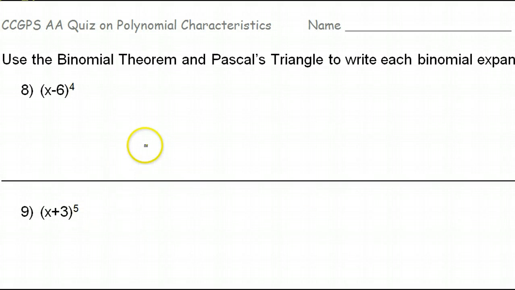So I'm going to stop this video here with that basic terminology of polynomials. We'll pick up on the next video using Pascal's triangle to expand some binomials. I'll see you on the next video.